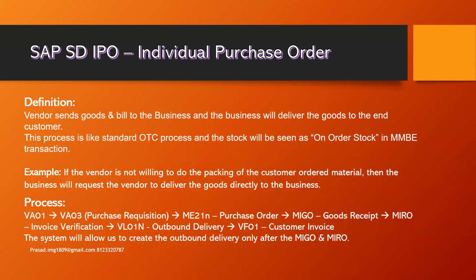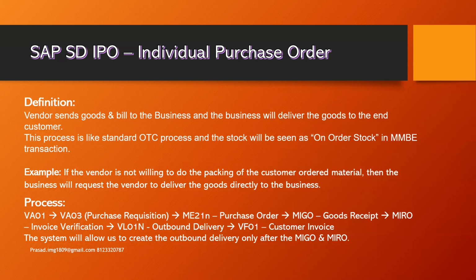So in this scenario, it is a delivery related billing document, unlike the third-party scenario where it is order related billing. It also has the movement type, which is associated with the schedule line category of the individual purchase order. So let us see that complete process.